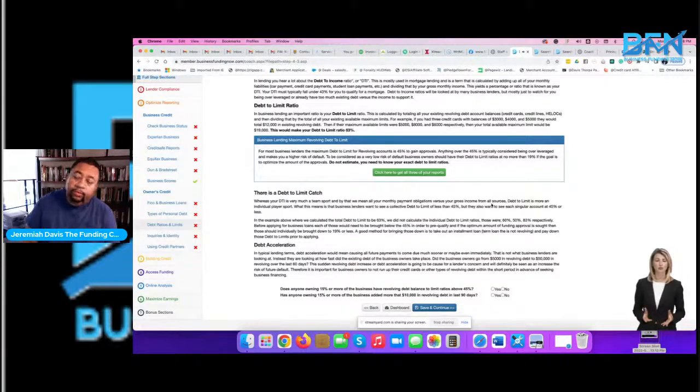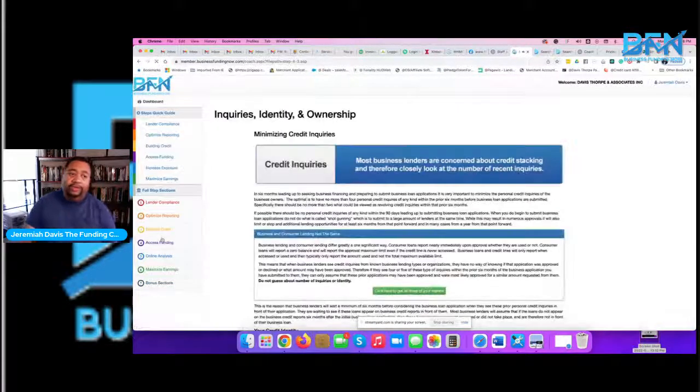Business lenders will also look at how fast the existing debt of the business owners takes place. Did it increase greatly over the last 60 or 90 days? To a lender, a sudden debt increase is a cause for concern and an increase in the risk of default. There you go.